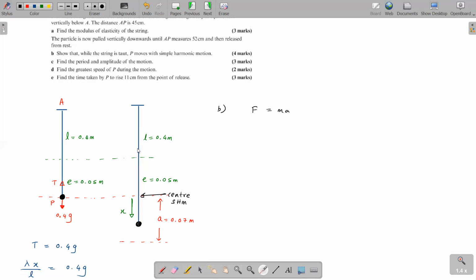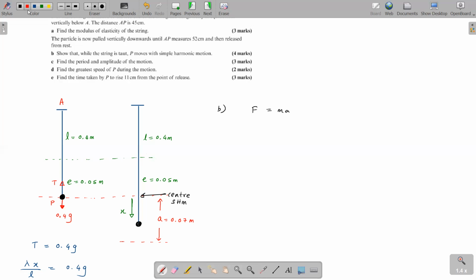So at this point, what I want to emphasize is this: will this particle perform complete SHM? No, the particle will not perform complete SHM, because to perform complete SHM, we need to be able to go one amplitude below the center and one amplitude above the center. But you can see that the string is only taut for 5 centimeters above the center. We can't go for 7 centimeters. So the moment you reach 5 centimeters here, the string becomes slack and you stop performing the simple harmonic motion. Therefore, we don't have complete SHM here.